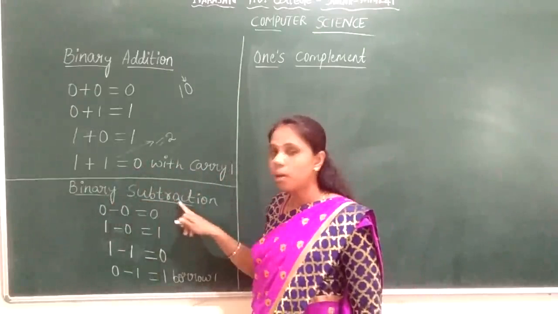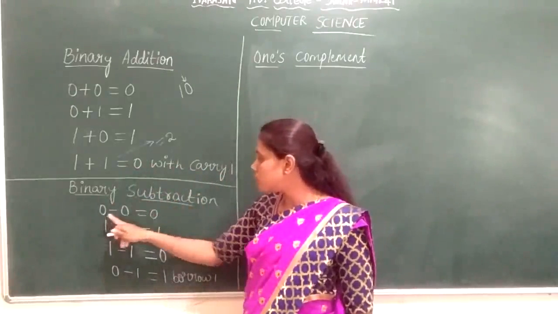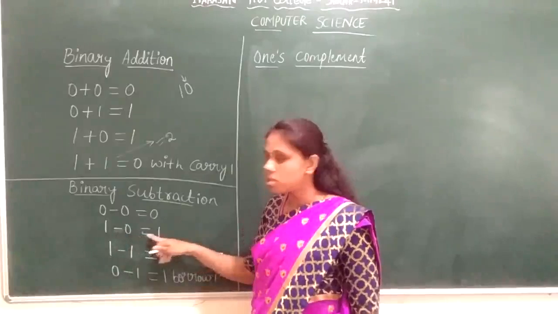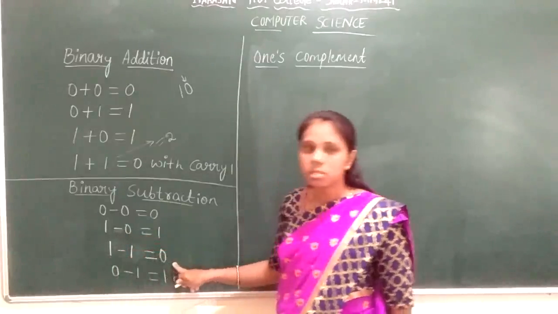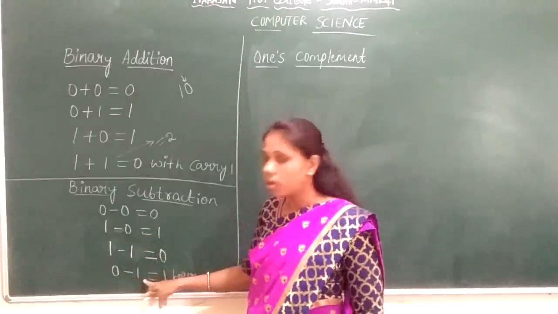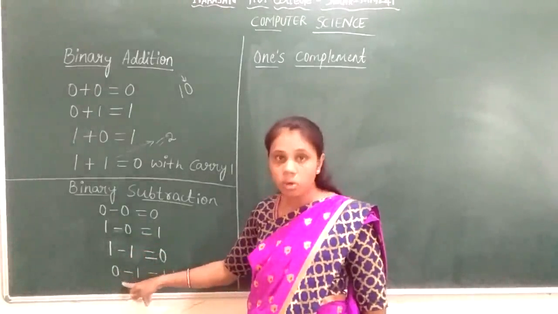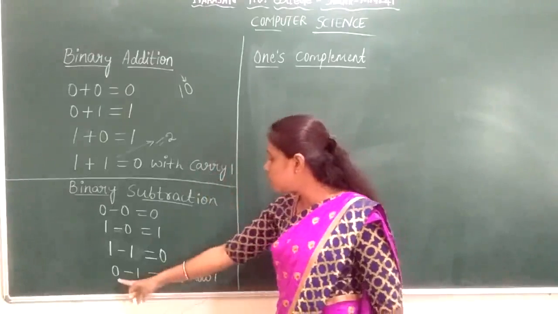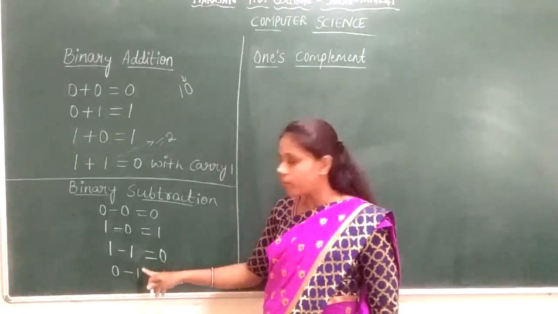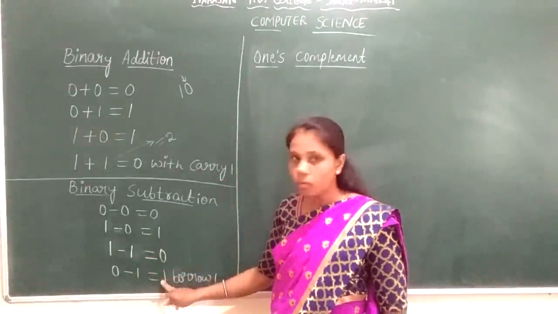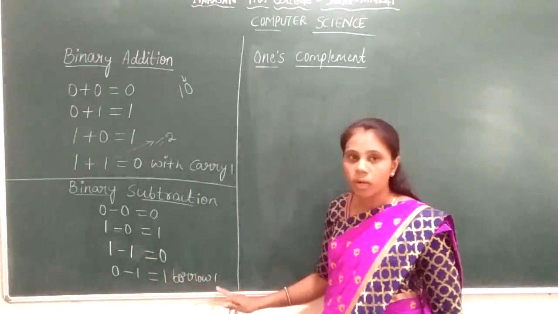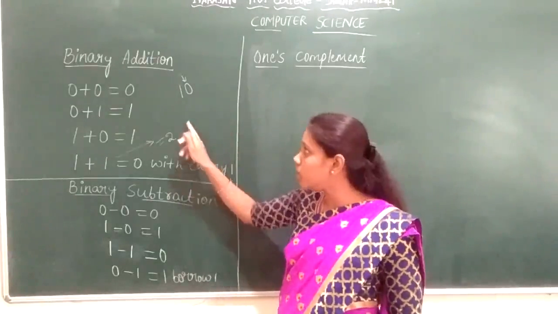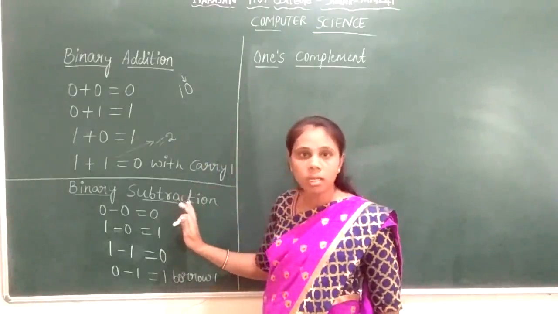Next we have discussed binary subtraction. See, in binary subtraction 0 minus 0 is always 0, 1 minus 0 is 1, 1 minus 1 is 0. For 0 minus 1, 1 cannot be subtracted from 0. So here what you need to do is borrow 1 from the next higher order bit. So when you borrow, it will become 2. 2 minus 1 will be 1, and you need to borrow 1 from the next higher order bit. So these are the rules you need to follow while adding binary values and while subtracting the binary digits.